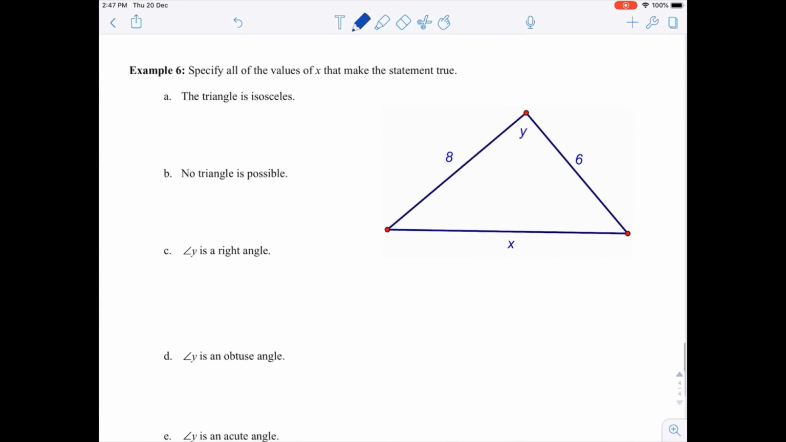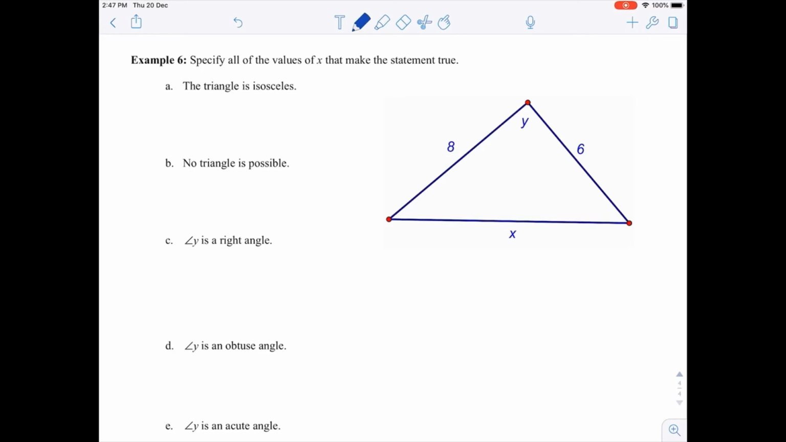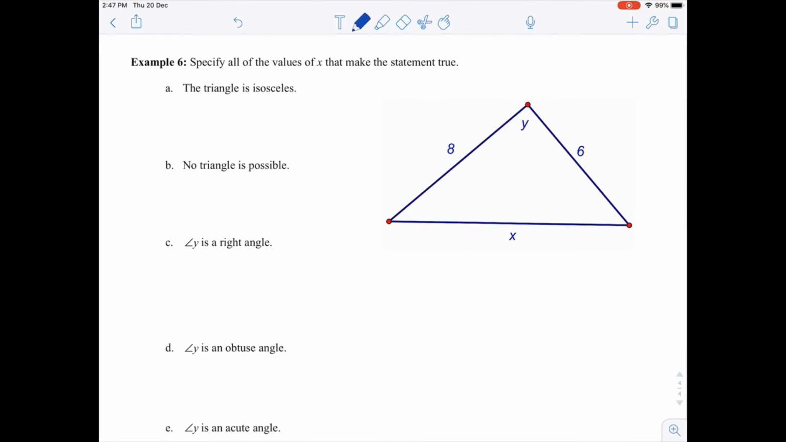All right, let's go on to our last example here, example 6. Specify all the values of x and make the statement true. All right, so the first one says the triangle is isosceles. Well, in order for a triangle to be isosceles, it has to have 2 sides congruent. But we always have to check to make sure that it still makes a triangle. So let's say, could x be 6? Well, 6 plus 6 is 12, which is greater than 8. So yes, x can be 6.